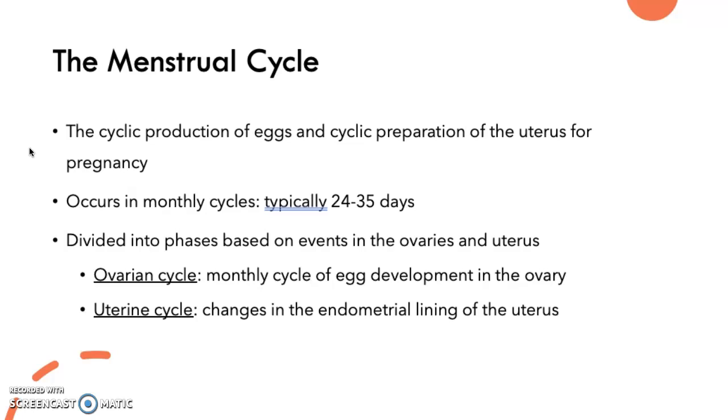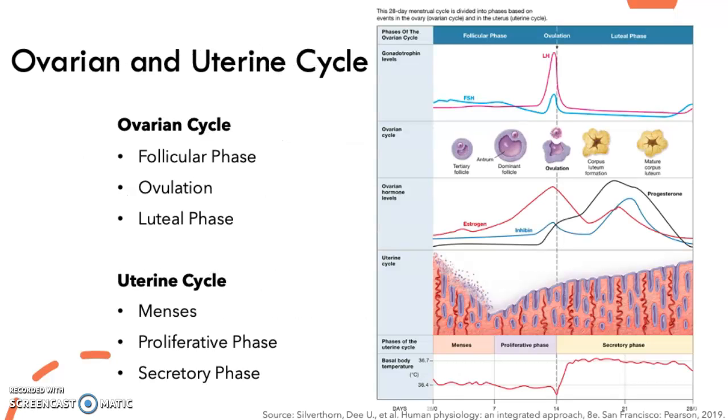So the ovarian cycle is the monthly cycle of egg development in the ovaries, and the uterine cycle is the changes in the endometrial lining of the uterus. So this slide shows, through this diagram, the ovarian and uterine cycles, and they overlap. They're occurring at the same time.